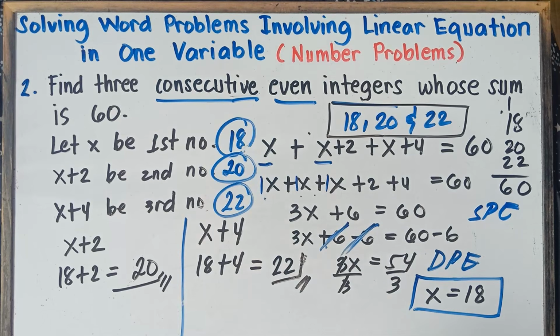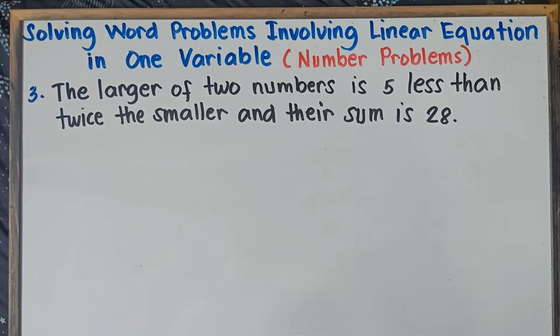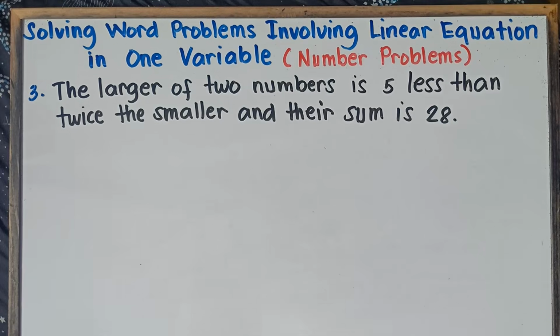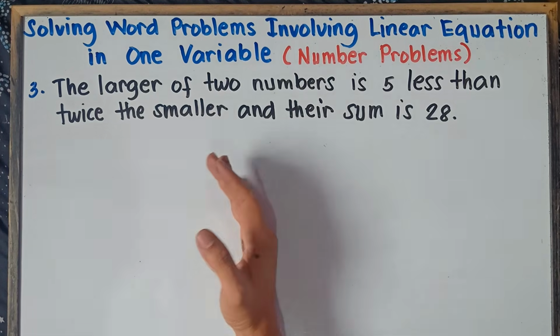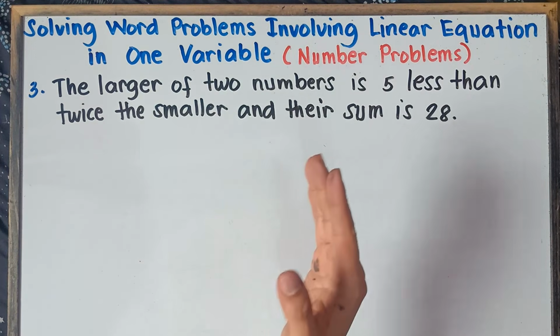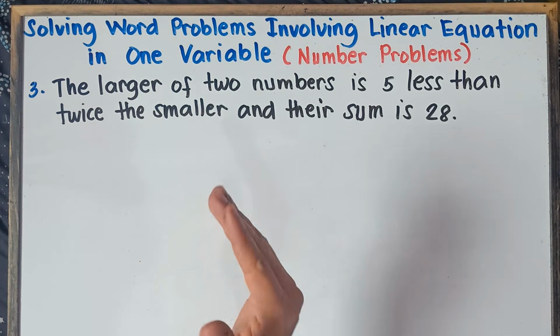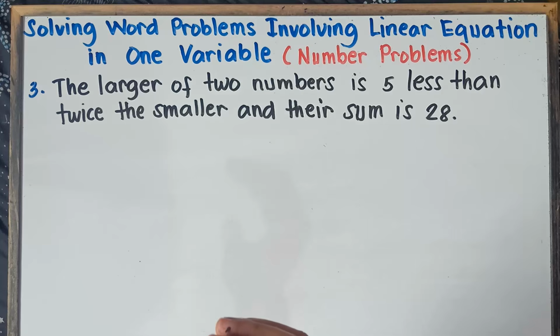Alright, so let's proceed now to example number 3. The larger of two numbers is 5 less than twice the smaller, and their sum is 28. So once again, that's the first step. You need to understand the problem. So once again, the larger of two numbers is 5 less than twice the smaller, and their sum is 28.